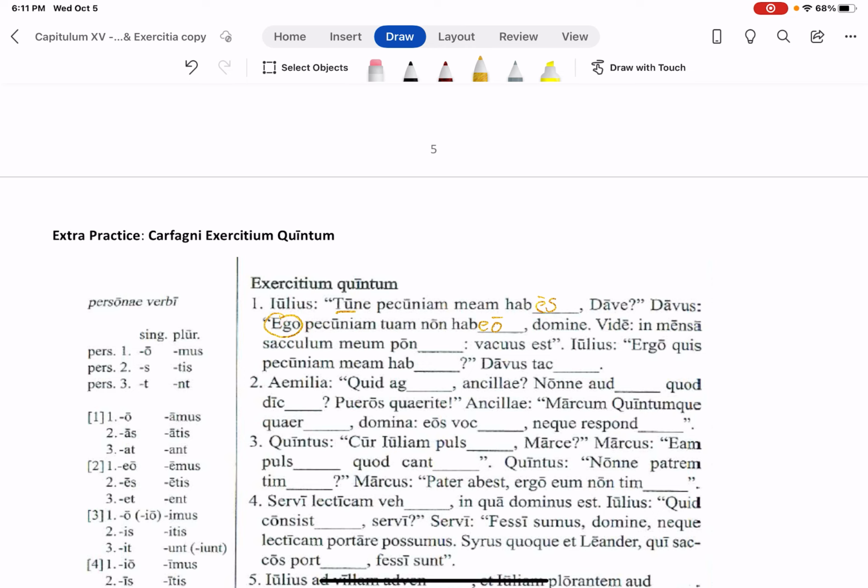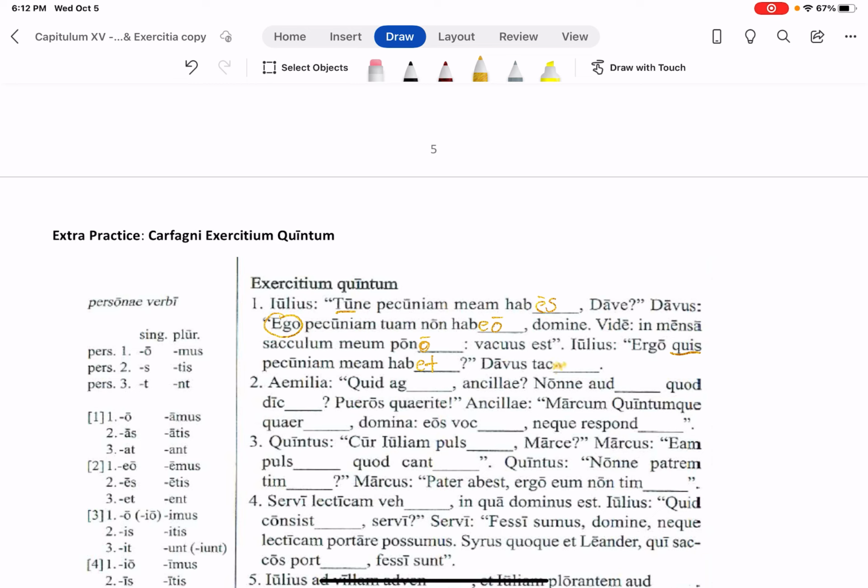And then he says, this is Davos still speaking, "Vide, in mensa saculum meum pono." So I'm putting my money pouch on the table. Et vacuus est. It's empty. And Julius replies, "Ergo, quis pecuniam meam habet?" And here the context is key, because we know that Davos doesn't have the money, so Julius is asking, who has my money? And that's a third person question. He's saying, quis, who has my money? So it should be habet.